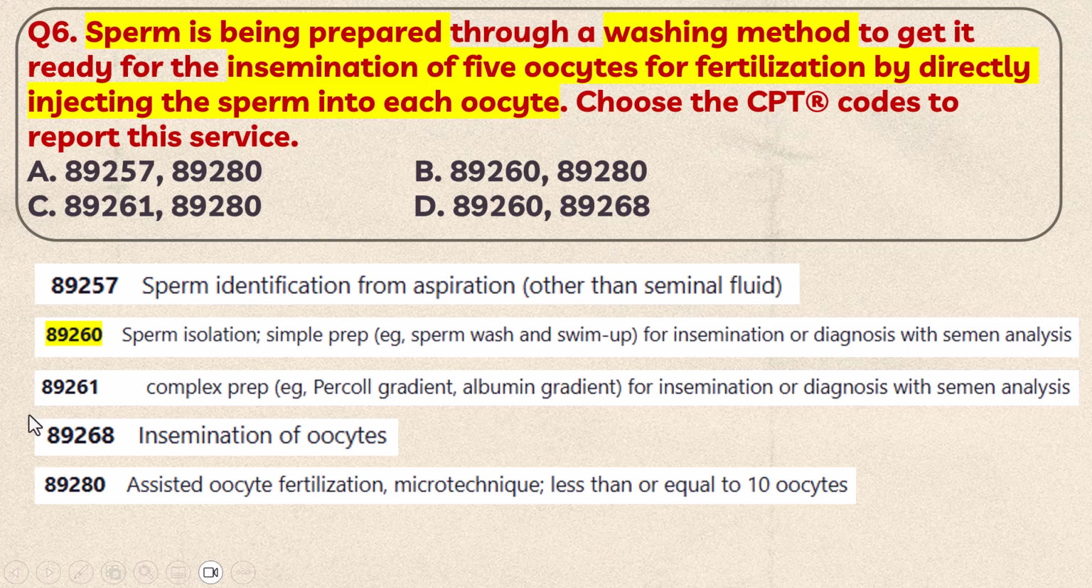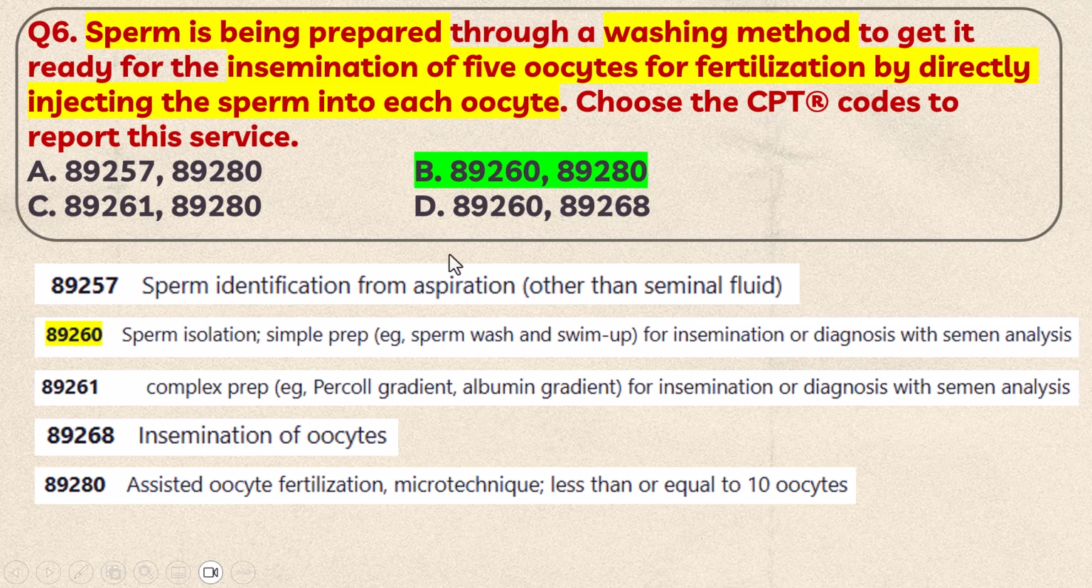Once you look at the other codes, 89261 is complex prep, so that is not here. 89268 is insemination of oocytes. So that is the procedure here, insemination of oocytes, but they are mentioning 5 oocytes for fertilization by directly injecting the sperm. Read the other code, 89280, assisted oocyte fertilization. Assisted means they are injecting. Micro technique, less than or equal to 10 oocytes. So in our case, 5 oocytes. So the correct code will be 89280. So the correct answer will be answer B, both 89260 and 89280.